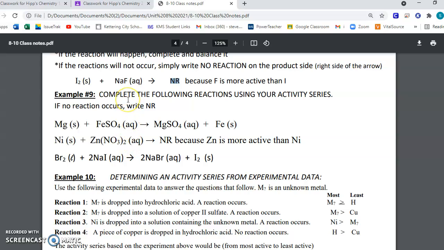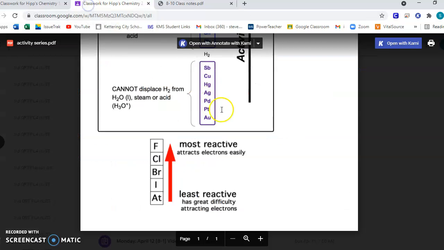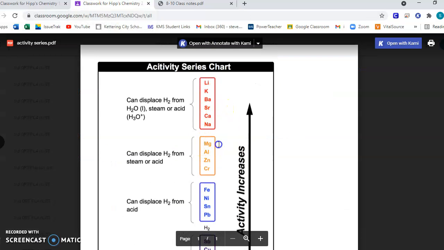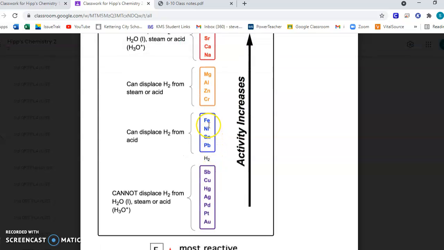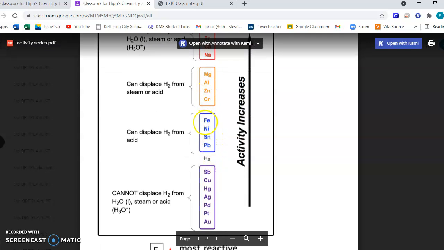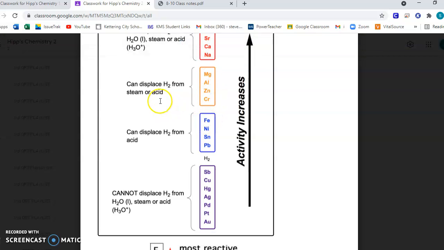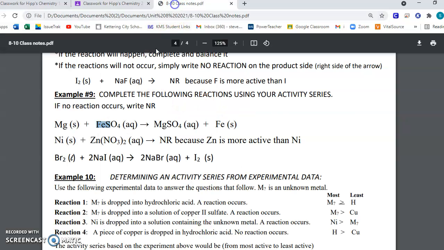Let's take a look at example 9. They're wanting you to write if the reaction will happen. Can magnesium replace iron in iron(II) sulfate? Let's take a look at our activity series. Magnesium's right here. Iron's right here. Magnesium's above iron, so yes, magnesium can replace iron. So this reaction will happen. Magnesium will knock off iron, and iron will now be by itself.